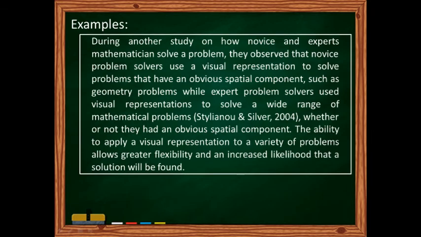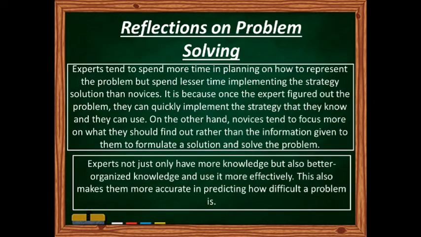Another example, during another study on how novice and expert mathematicians solve a problem, they observed that novice problem solvers use a visual representation to solve problems that have an obvious spatial component, such as geometry problems, while expert problem solvers used visual representations to solve a wide range of mathematical problems, whether or not they had an obvious spatial component. The ability to apply a visual representation to a variety of problems allows greater flexibility and an increased likelihood that a solution will be found.